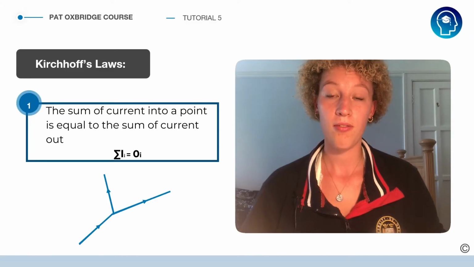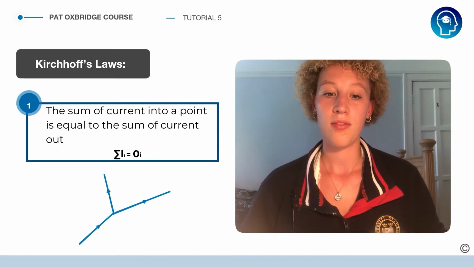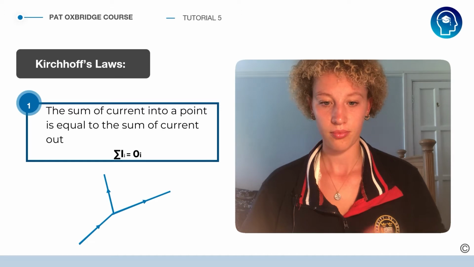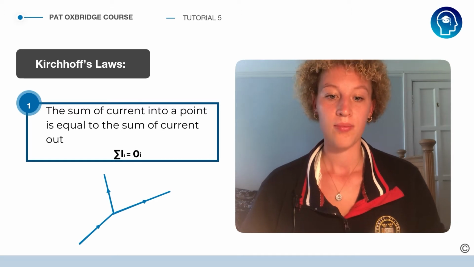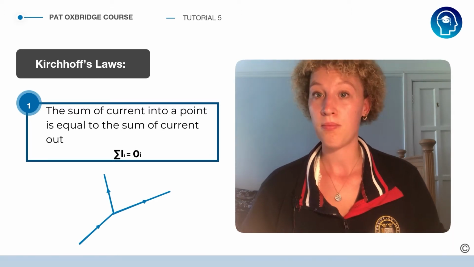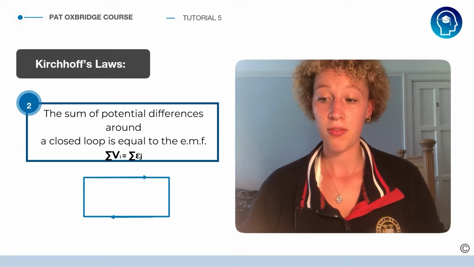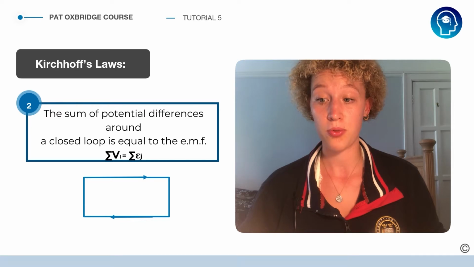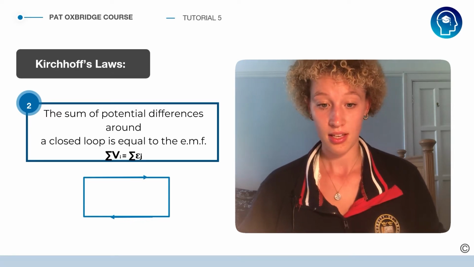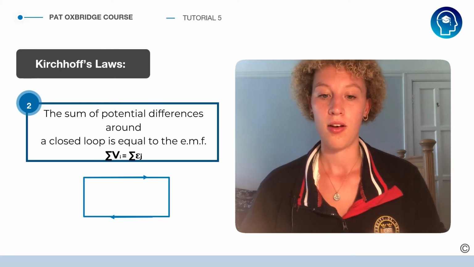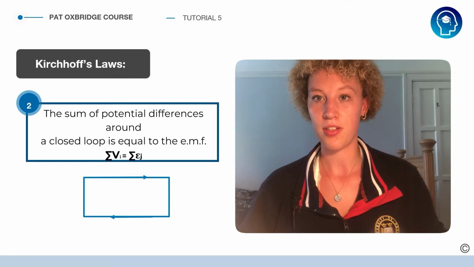First we're going to cover Kirchhoff's laws, and the first law is the sum of the current into a point is equal to the sum of the current out of it. And here you can see sigma I in must be naught. The second Kirchhoff's law is that the sum of the potential differences around a closed loop is equal to the EMF across the loop. And this is shown by the sigmas here, where the epsilon represents the potential differences.